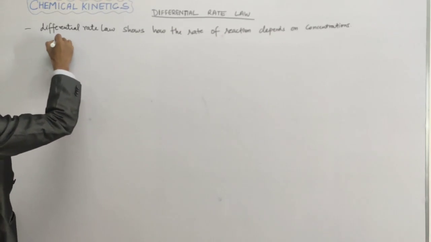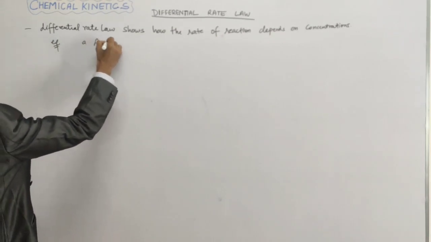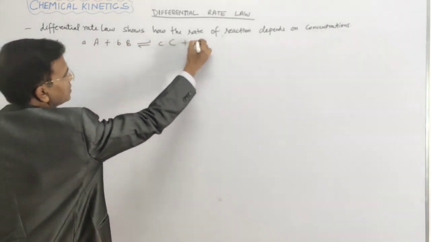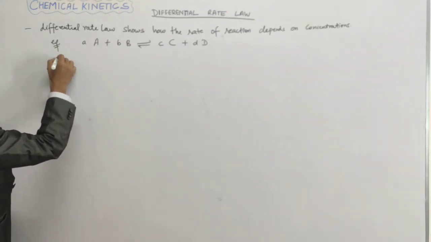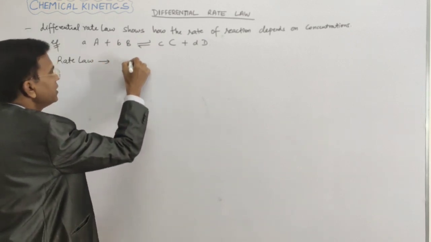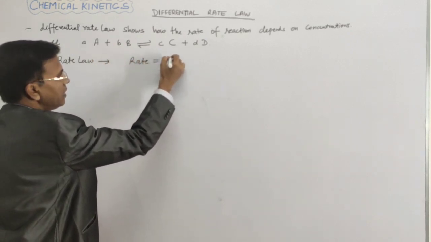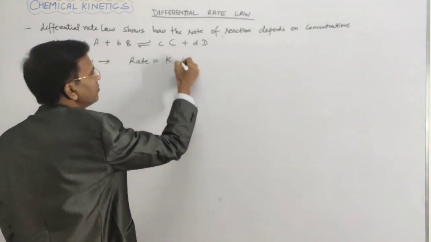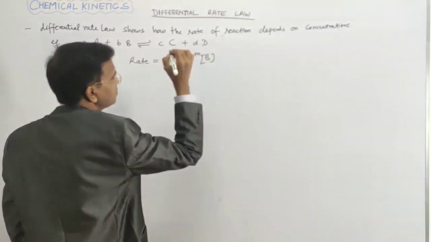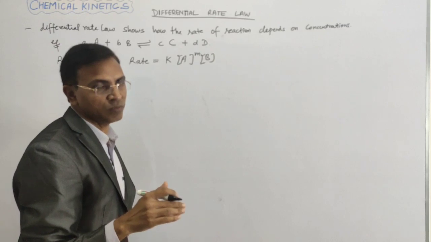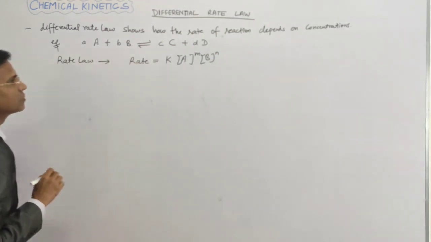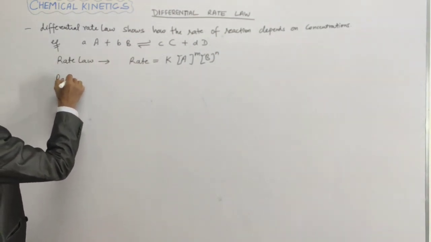For example, A plus B gives C plus D. So in this, if you are going to write the rate law, according to rate law, rate is equal to K, rate constant, and the product of the reacting species raised to their respective powers. It may be equal to the stoichiometric coefficients or it may not be equal to the stoichiometric coefficients.